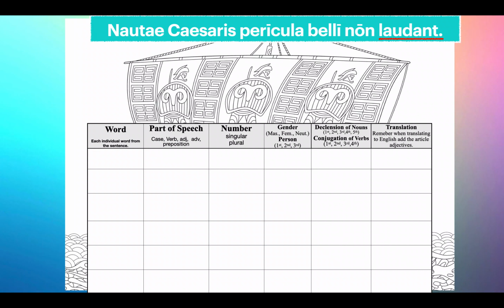Now, why do I like to parse laudant first? Well, because that nt ending shows us a lot about this verb. The verb is in the present tense, the number is plural, the person is third person, the conjugation is first conjugation, and the nt ending shows me that I'm going to translate this word with the pronoun they.